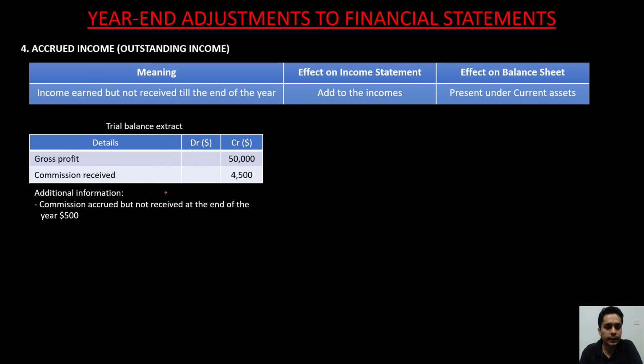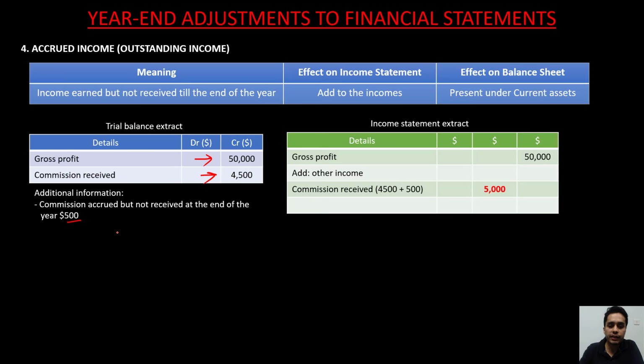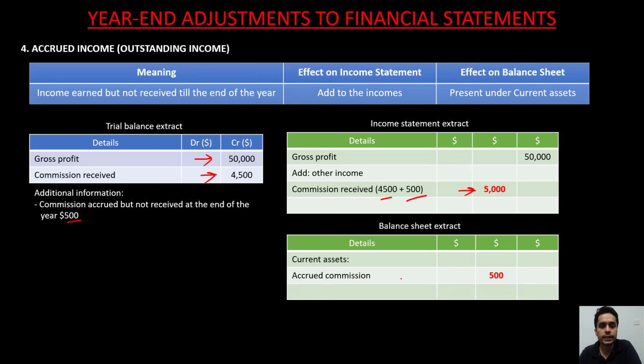So let's have a look at the example where gross profit is already calculated at 50,000. Commission received inside the trial balance is 4,500. Now this is what is already received in cash, 4,500. Additional information is given: $500 was accrued but not yet received. So in the income statement, whatever I've received, 4,500, I'll have to manually add to that $500 to make it a total of 5,000. Now this is the total commission for the year. Okay, and in the balance sheet, obviously it will come under current assets, amount due to be received but has not been received. We'll receive it in the next financial year.